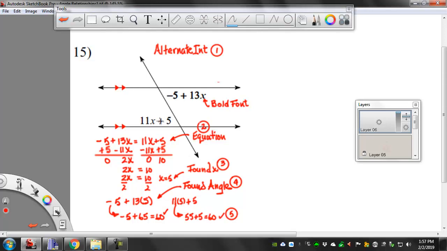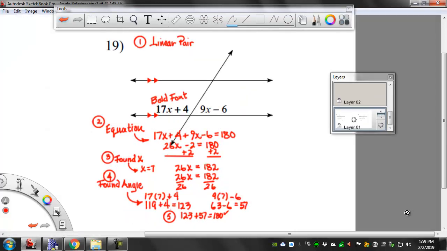I put 55 in for x on the 11 times x. That gives me 55. 55 plus 5 gives me 60. So that does check out. So these problems are very, very easy to check. If they're congruent angles, they both have to be the same number.